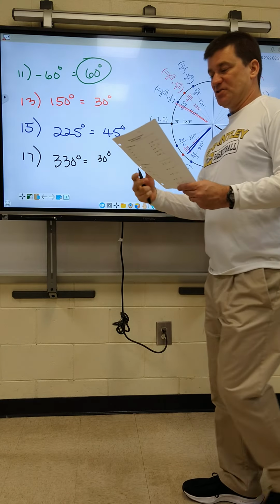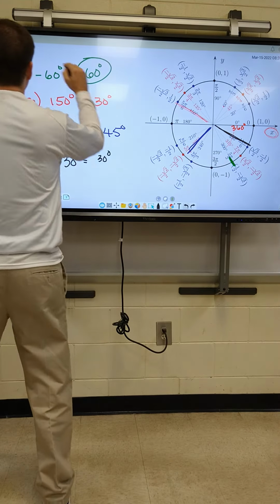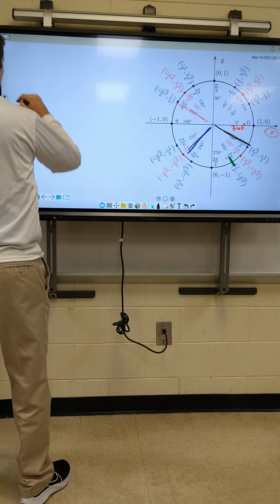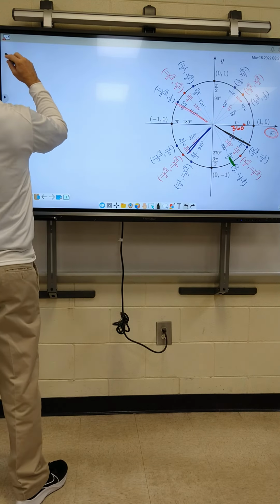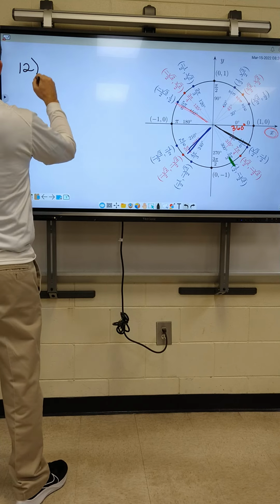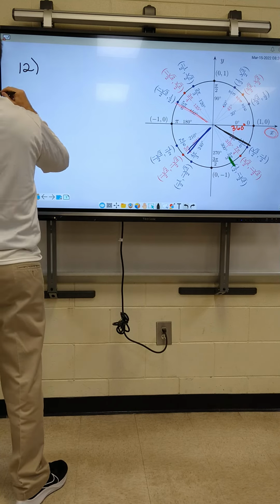All right, so now you guys do the right column. What's 19? We just did it, said it was 30 degrees. What's 17? We said it was 30 degrees.